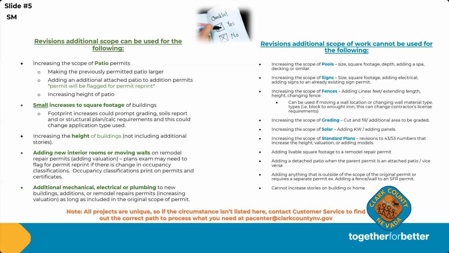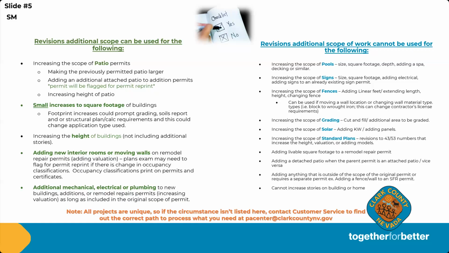We can't add square footage to a remodel repair permit type because remodel repair permit type isn't set up as an addition permit type and shouldn't be adding square footage to begin with. Can't increase stories to the home, the stuff that's listed here.